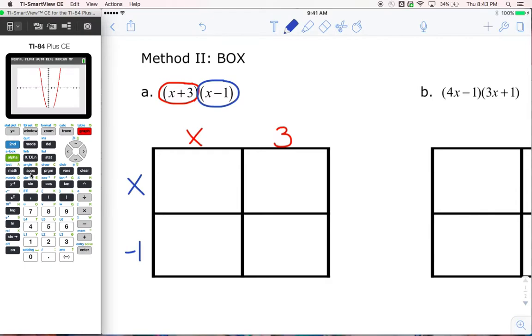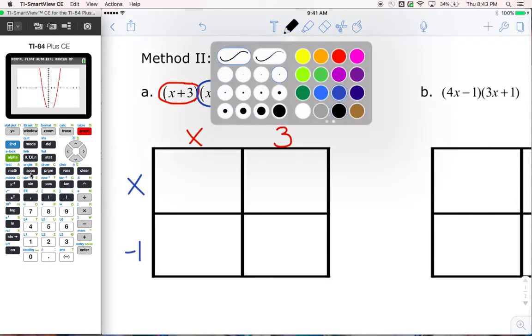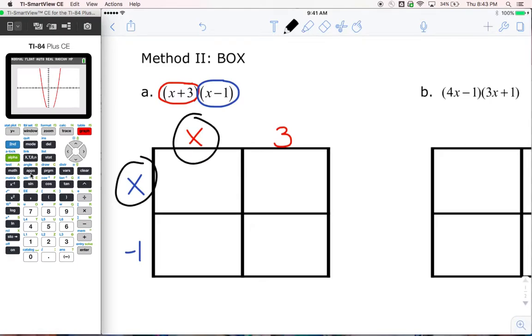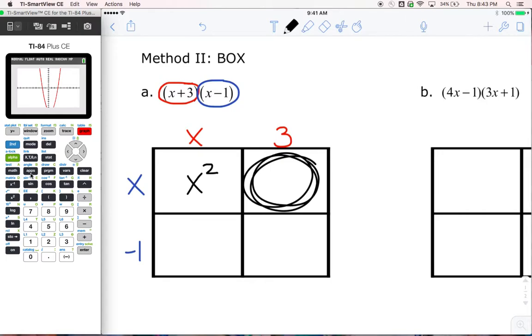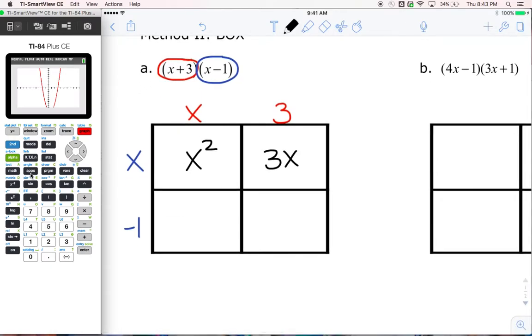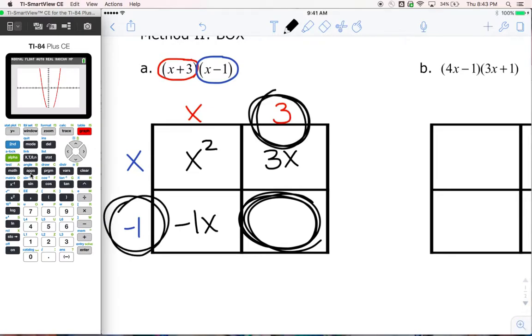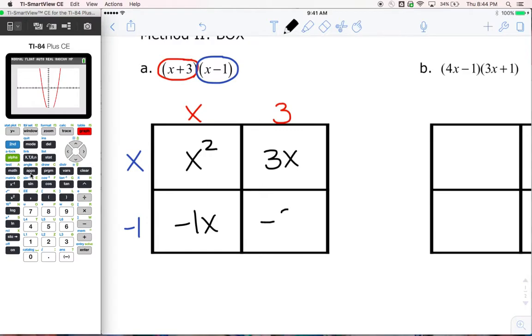Now in each box you find the product. I'm going to do x times x, and that's going to go here. So x times x is x squared. In this box, I'm multiplying 3 times x, so 3 times x is just a positive 3x. In this box down here is the product of x and negative 1. When I multiply those two, I get negative 1x. And finally, the bottom right box is the product of 3 times negative 1, and 3 times negative 1 is negative 3.